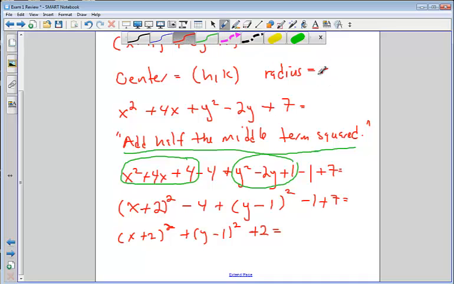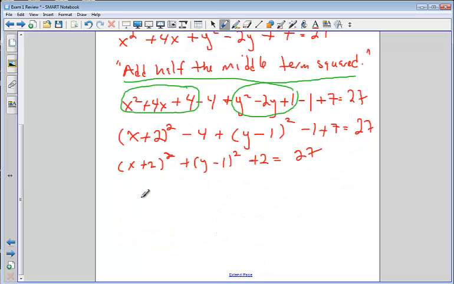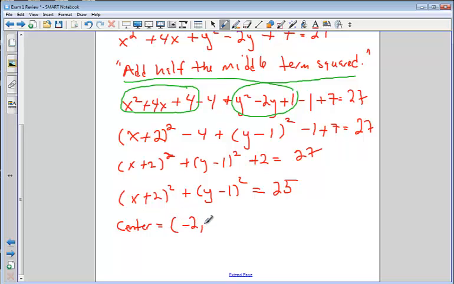And let's make it equal to, instead, 27. And you'll see here in a minute, then you'll get a nice looking radius. All right, so I subtract 2 from both sides, and you can see I'm going to get (x + 2)² + (y − 1)² = 25. And so my center is given by (−2, 1).